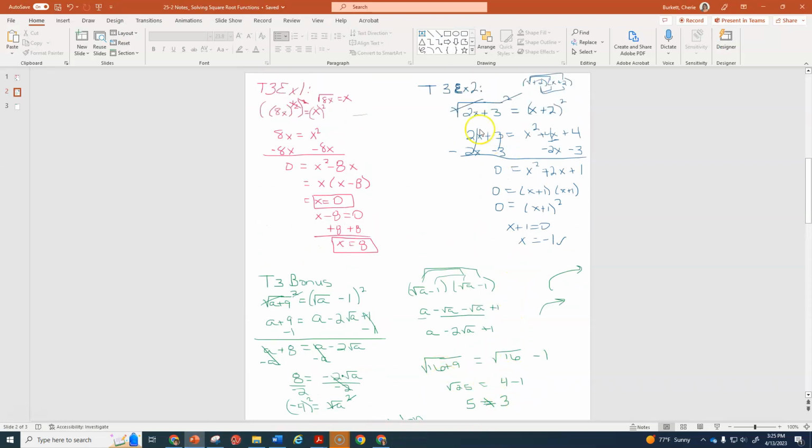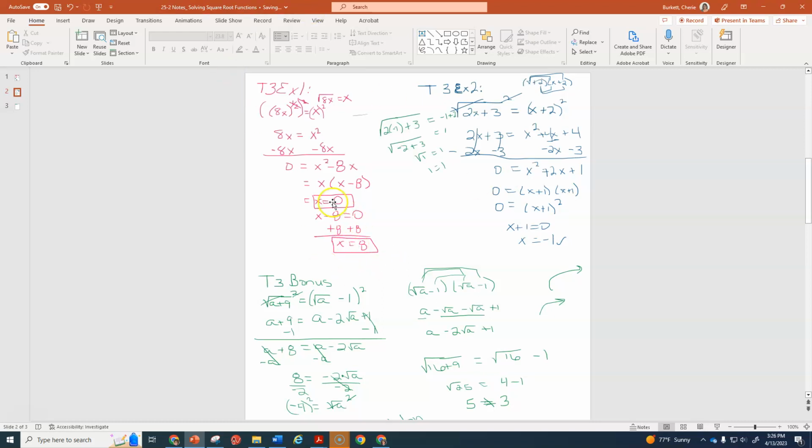I really should have done that checking up here as well. So let me just show you real quick. I should have checked. -1, if you plug it in, 2 times -1 plus 3, does that really equal -1 plus 2? And -1 plus 2, I believe, is 1. And the square root of 2 times -1 is -2. -2 plus 3 is the square root of 1, and the square root of 1 is 1. So we end up with two things that are actually equal.